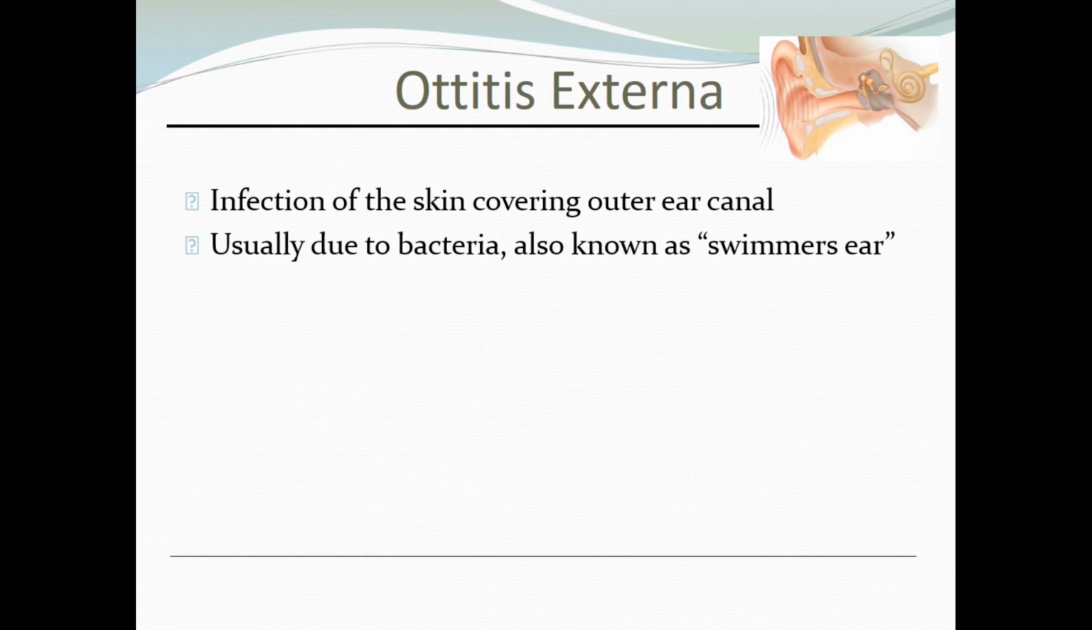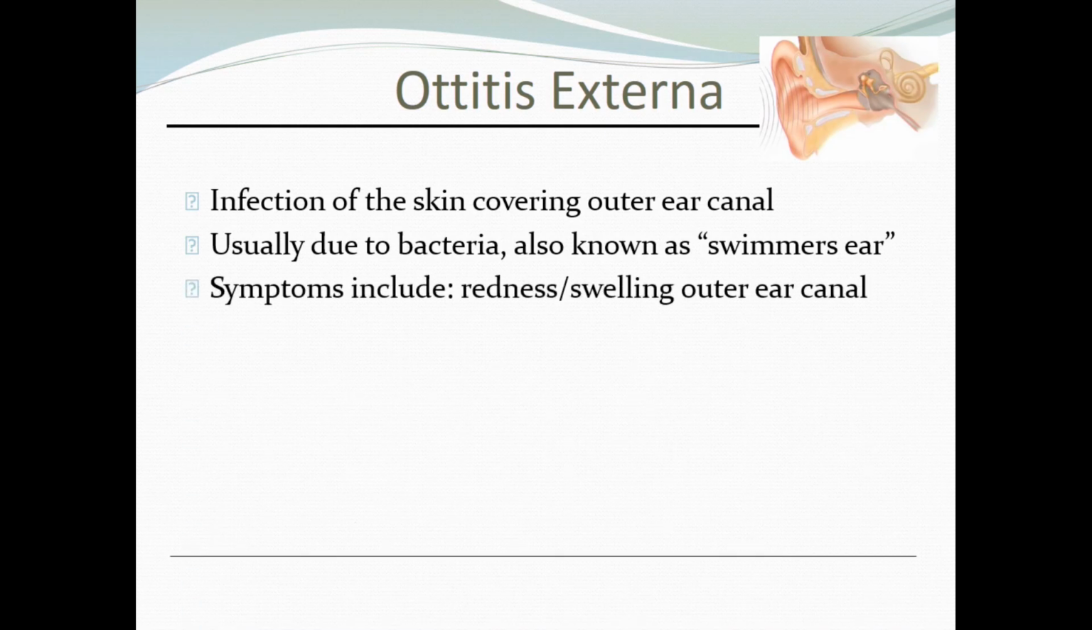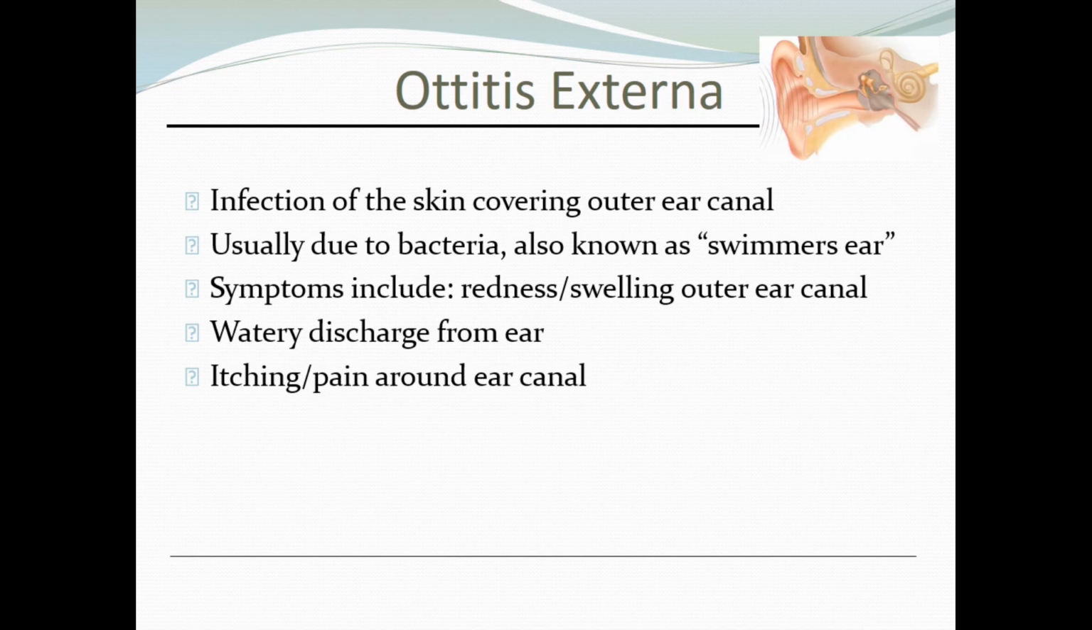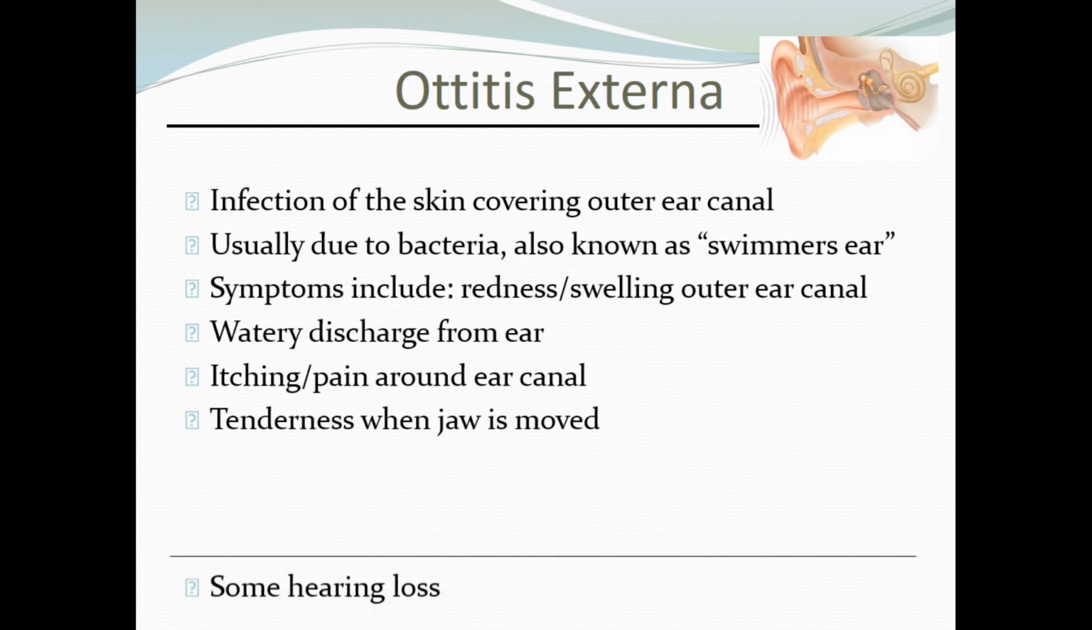Okay, let's go back to the PowerPoint. Symptoms include redness and swelling, which is very typical of inflammations of the outer ear canal. And you also can get discharge, which could be pus or anything like that, but something that's not normal. And yes, itching and pain. Itching is very common in inflammation, so you'll get a lot of itching and pain around there. And tenderness when your jaw moves. Gee, I wonder why that happens. Well, because of the connection of the ear canal that goes down into the jaw area, and that's why it's kind of called referred pain. And you will get some hearing loss, maybe.